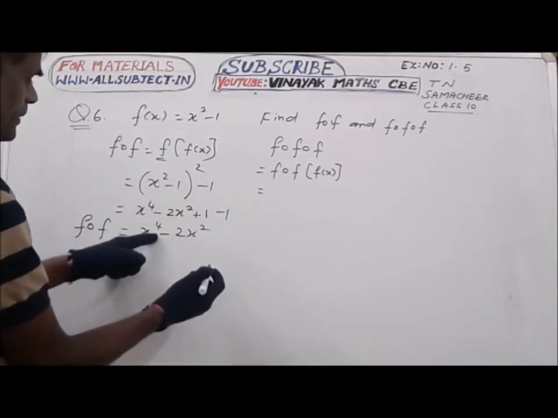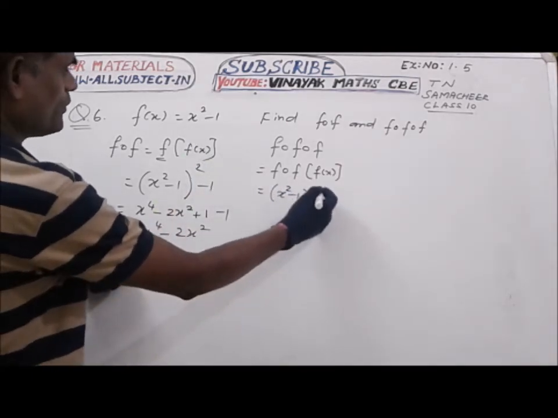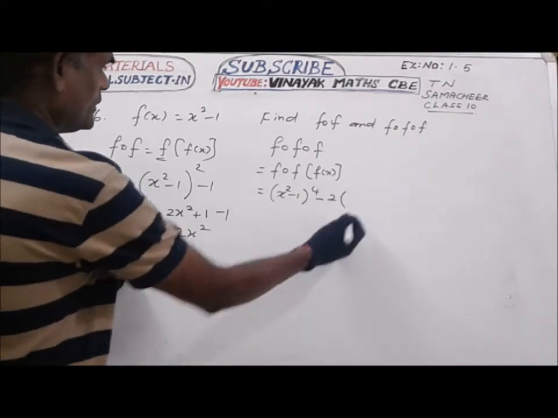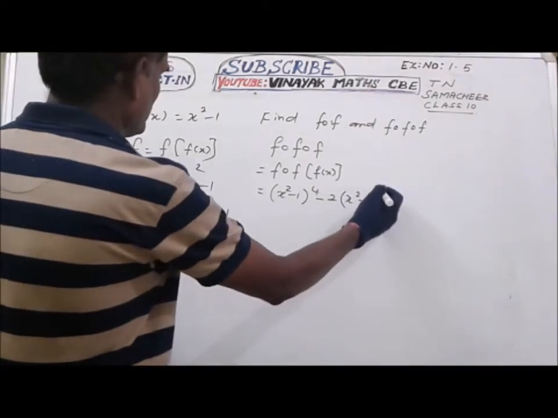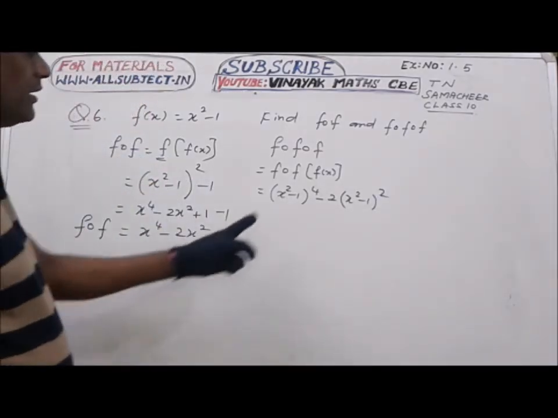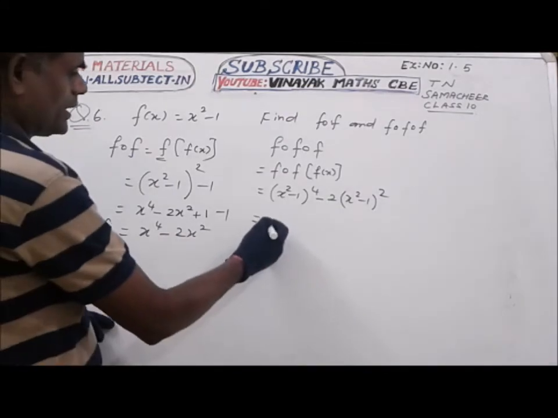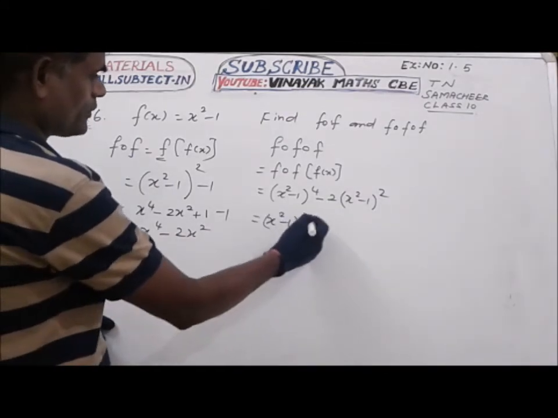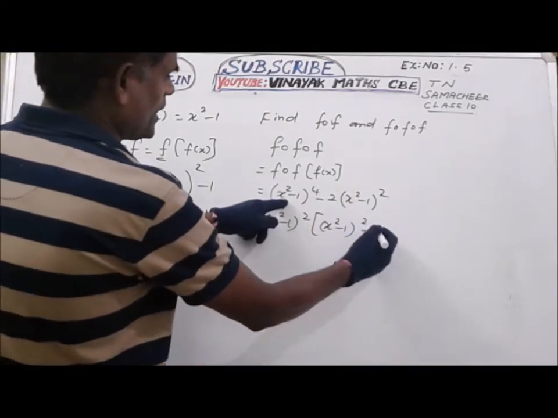This means replace x, instead substitute f of x. So x square minus 1 whole power 4 minus 2 into, instead of x, again substitute x square minus 1, x square minus 1 whole square. Look here. We have x square minus 1 whole square common in both the terms. Taking out x square minus 1 whole square as common, the remaining is x square minus 1 whole square minus 2.